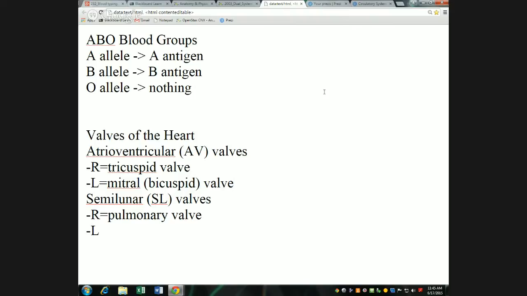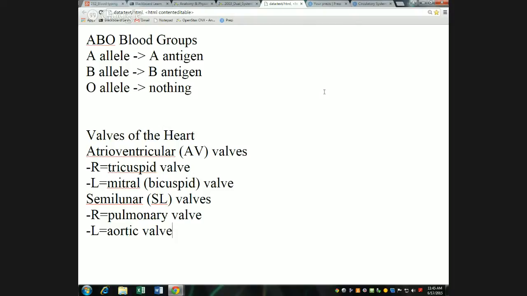And on the left side, we have the aortic valve. Okay. So, atrioventricular valves, as you can tell by their name, are between an atrium and a ventricle. Okay. So on the right side, between the right atrium and the right ventricle, we have the tricuspid valve. And on the left side, between the left atrium and the left ventricle, we have the mitral valve, which can also be referred to as bicuspid.